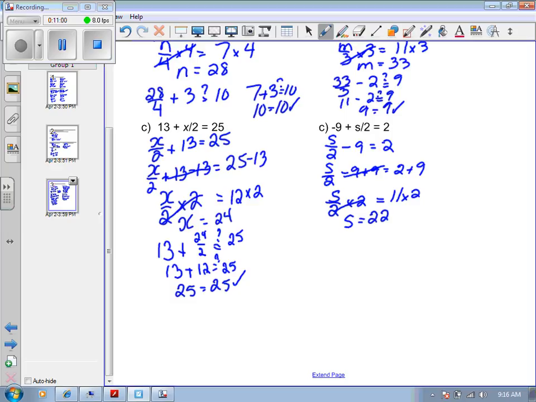Go back to our original one. Negative 9 plus 22 divided by 2. Is that equal to 2? Negative 9 plus 11. Does that equal 2? So on the number line, you're starting at negative 9, and you're moving 11 spaces, which brings you to 2. 2 equals 2, and that is done.